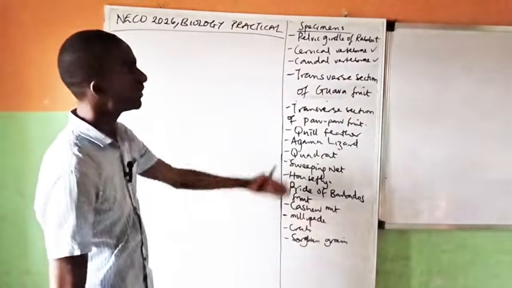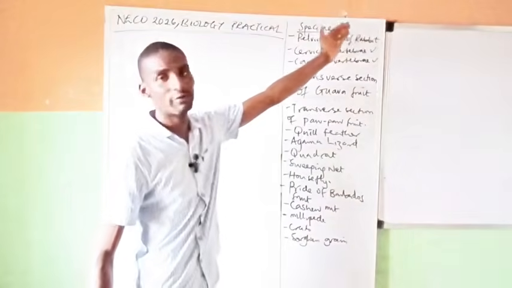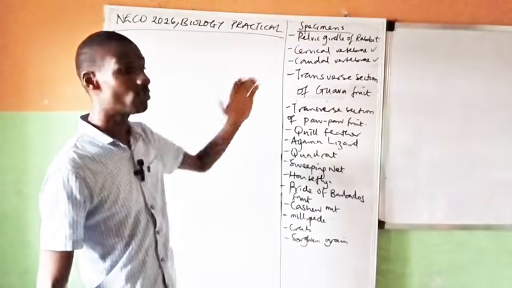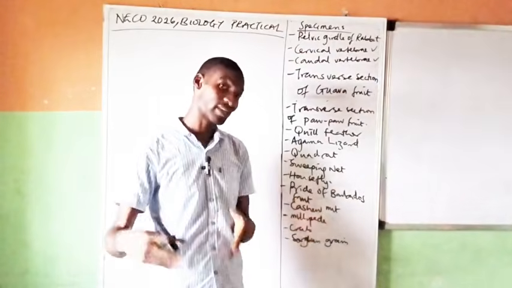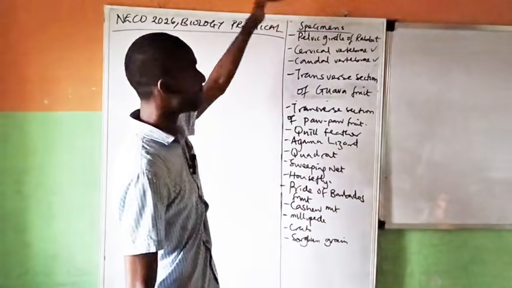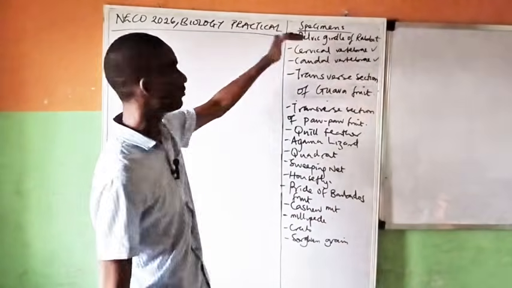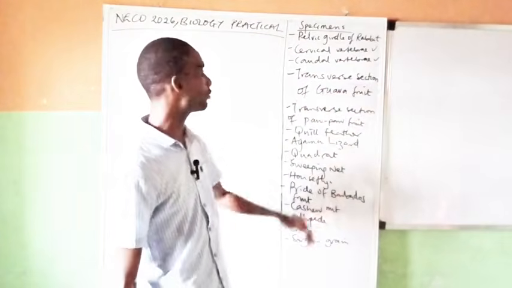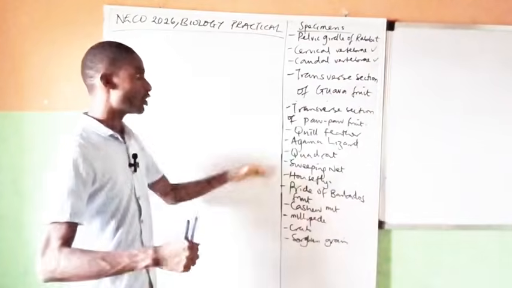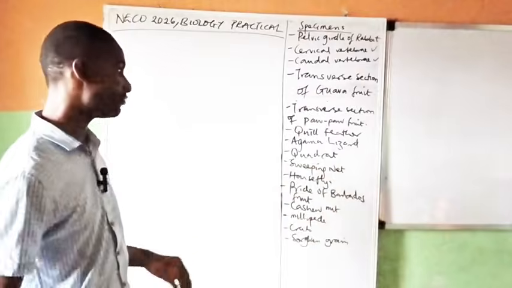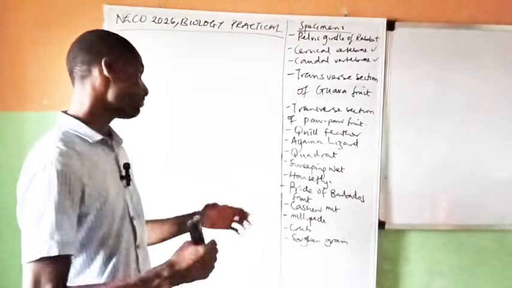Now, some of the specimens you have here: you have the pelvic girdle of rabbit or a mammal. I will not be telling you this is specimen this, specimen that. When you see it on the table, you should be able to identify that this is this, this is that. So you have the pelvic girdle of rabbits, the cervical vertebra, the caudal vertebra, the transverse section of guava fruit, the transverse section of pawpaw fruit, quail feather, agama lizard, quadrat, the sweeping net, housefly, pride of Barbados fruit, cashew nut, millipede, crab, and sorghum grain.